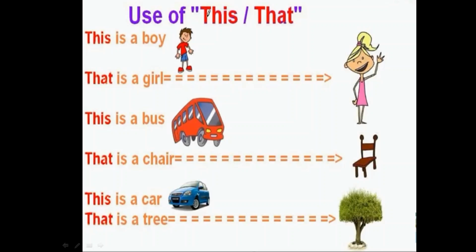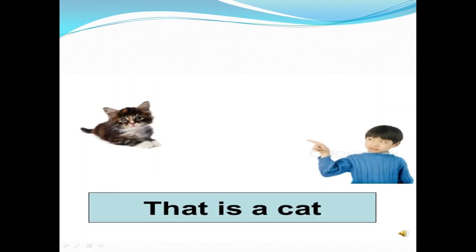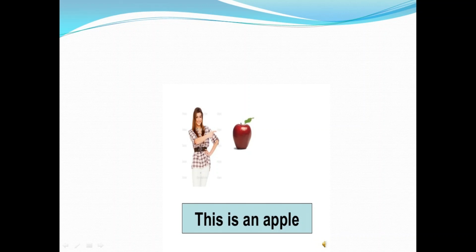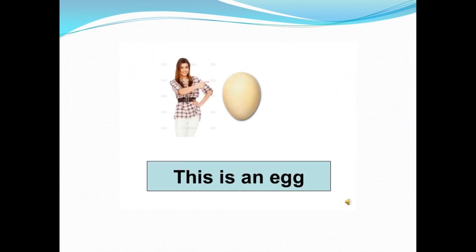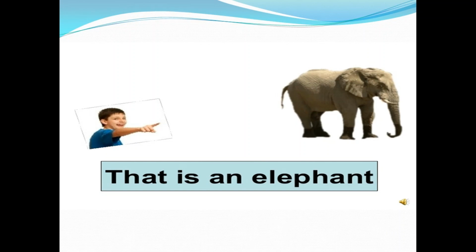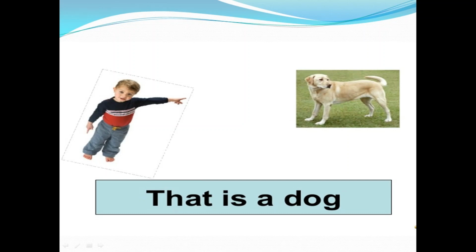Let's learn by some examples. This is a frog. That is a cat. This is an apple. That is a ball. This is an egg. That is an elephant. This is a fan. That is a dog.